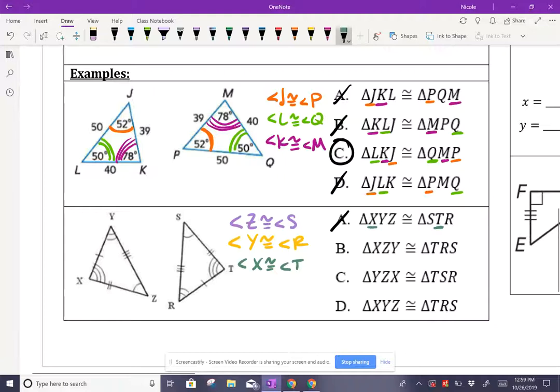Okay, let's start option B. We have X, that should match up with T, which it does. And then we have Z should match up with S, which it does not. So let's get rid of option B. And take a look at C. We have Y should match up with R, which it definitely does not, which makes us think D should be our only option. Let's just double check. We have X and T, Y, then R, and Z and S. So we are good to go here. Our answer to our second example is D.